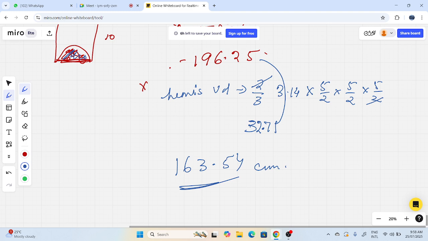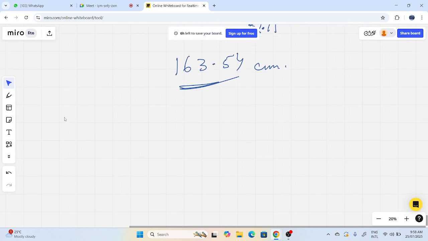19.6 into 8.3. You are using 22 by 7, Atishay. They asked you to use 3.14. Yes, ma'am. I'm sending. Ma'am, I used 3.14 and I got 161.85. Is it? Let me do your calculation process also that you did.